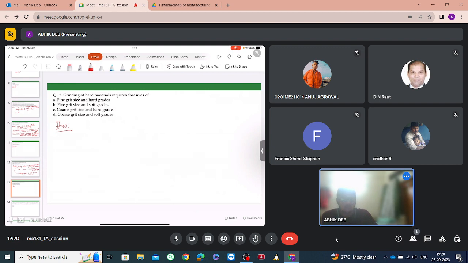So again, why does hard material require fine grit? So this is coarse grit, okay, and this is fine grit.